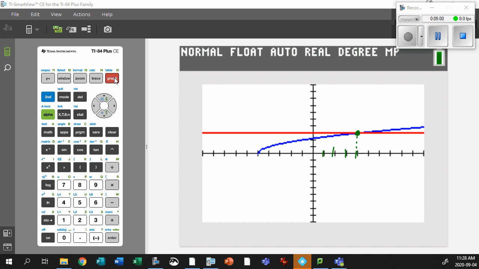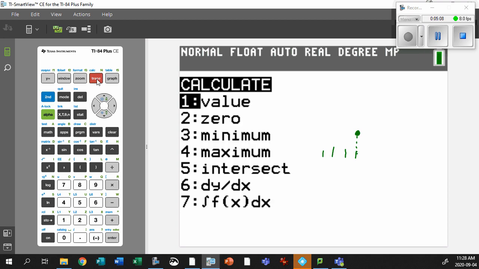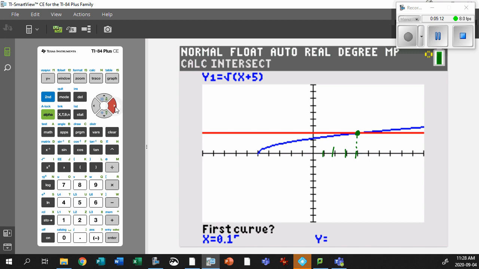This means you're not going to find a 0 now because you've got a y1 and y2. You're actually going to find an intersect. So go second, calc, find the intersect, which is option 5 this time. Curve 1, which is, of course, the blue curve, the radical curve. Curve 2 will be the line. Boom, there's your y2. It says guess, of course, and there's x equals 4.